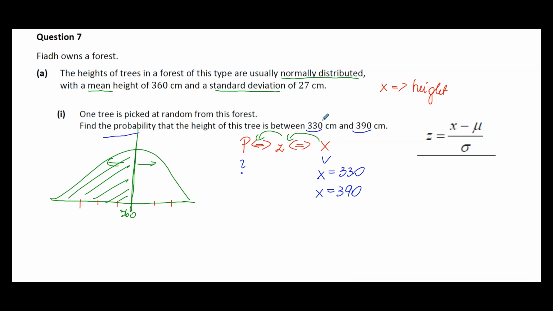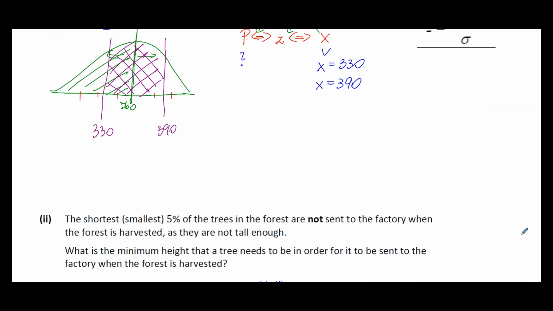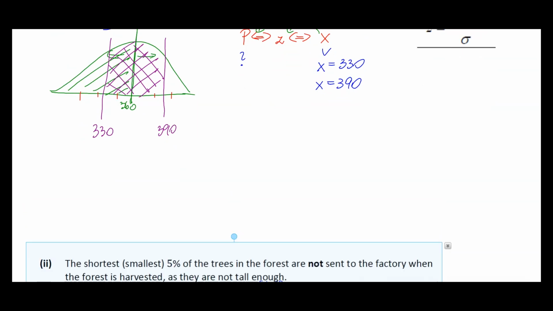Okay, so let's now consider where our data is in the overall picture, because that will give us a better idea. So this is 360, so 330 will be somewhere here, and then 390 will be somewhere on the other side. So what I'm looking for is this area here. Now, how do I find this area? Take into account the fact that probability only starts from 50. The way we do that, we work out our plan.